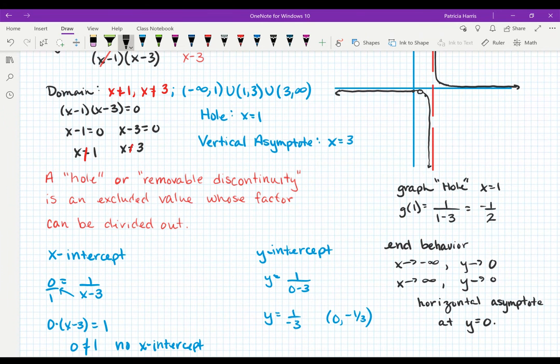All right. So again, this one was a little bit more complicated. It had a hole. We're going to do another one. Again, you're going to have several videos on this lesson. These take a while to do, especially if you're doing them by hand.